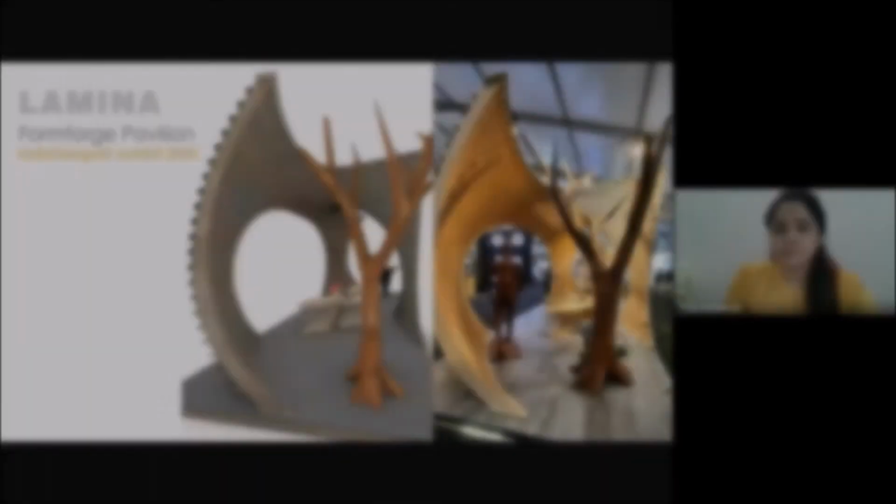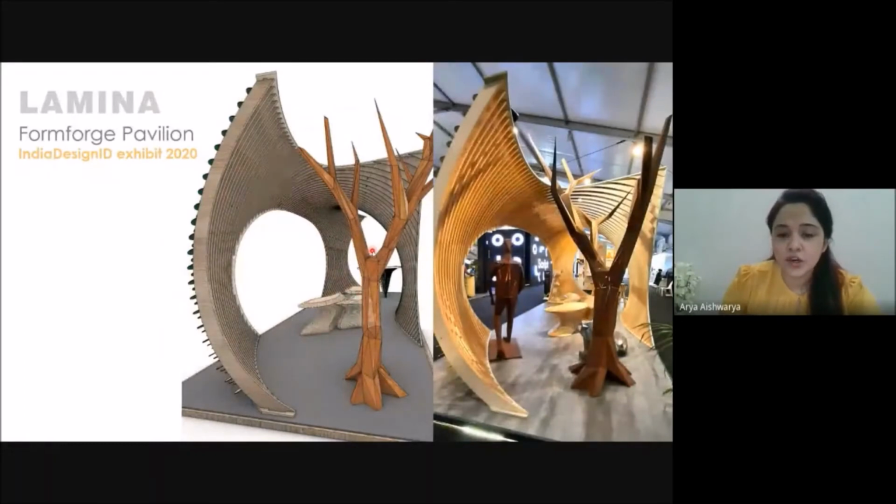Exhibition pavilion that started with an idea of maximum volume utilization in a very limited space. A very good example how a complex figure could be broken into smaller and simpler rule sets by the use of computational design. Now, the pavilion was made as a part of the exhibit design at India Design ID, which was held in February.